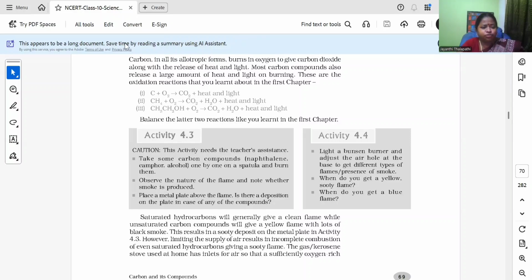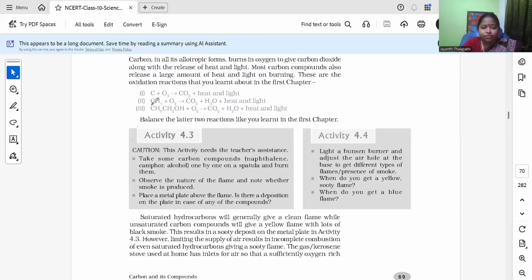But where we need to balance, like in methane, check the number of carbon and hydrogen atoms on the reactant side and balance them on the product side. Later, count the number of oxygen atoms on the product side and balance the oxygen. That will help you a lot.